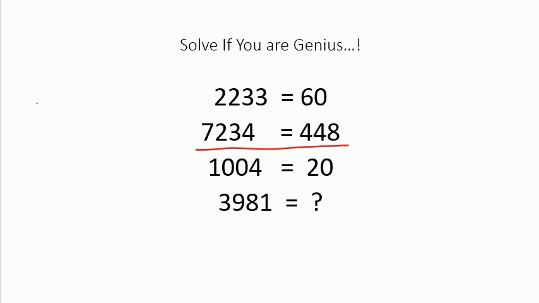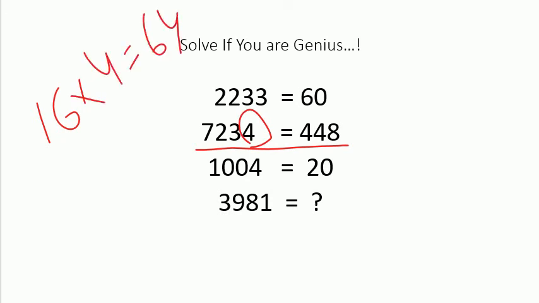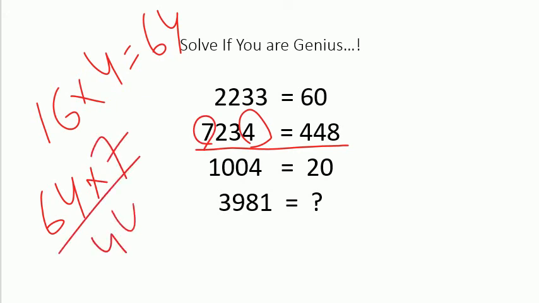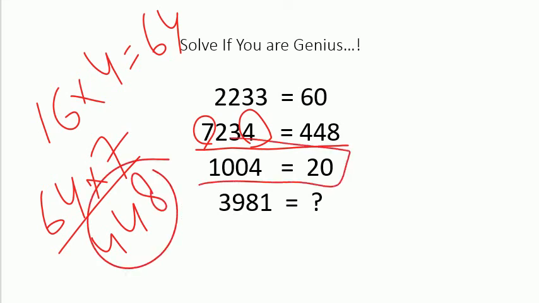Okay, 16 here. Now 16 should be multiplied by the last digit, which is 4. When 16 is multiplied by 4, the answer will be 64. Okay. Now again 64 should be multiplied by the first digit, which is 7. When 64 is multiplied by 7, the answer should be 448. Okay. Now you can do this easily. Now I am doing this.